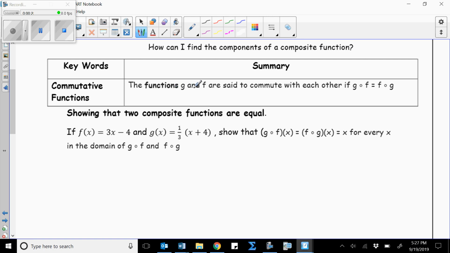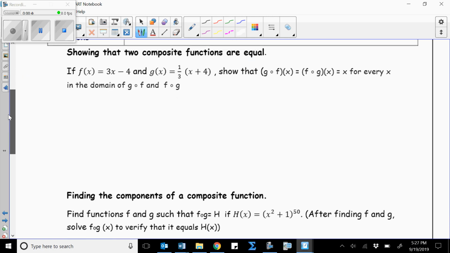The functions g and f are said to commute with each other if g of f is equal to f of g. So if you find the composite functions of these two functions from both sides, like g of f and f of g, and prove they're equal to each other, then we can say they commute with each other.